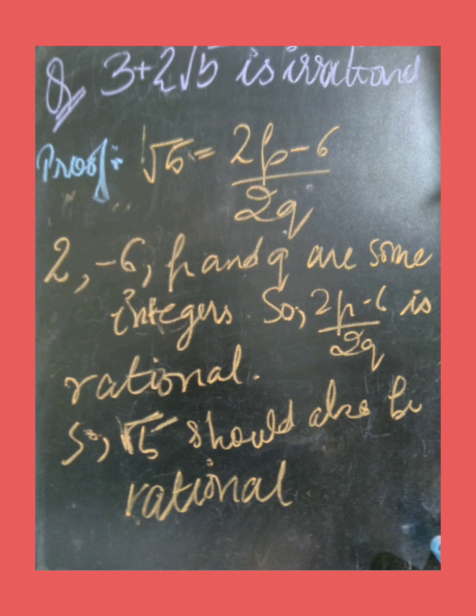So here I can say that 2, 6, p and q are some integers. They all are integers. So 2p minus 6 upon 2q is rational, because these all are integers. So root 5 is also equal to it, right? So I can also say that root 5 is rational, right? So let's see what we have to do next.